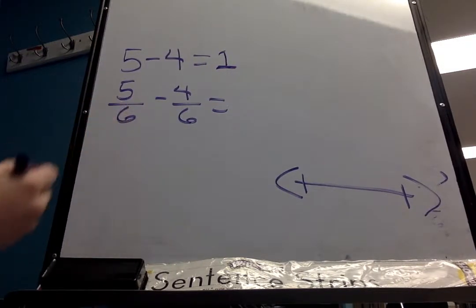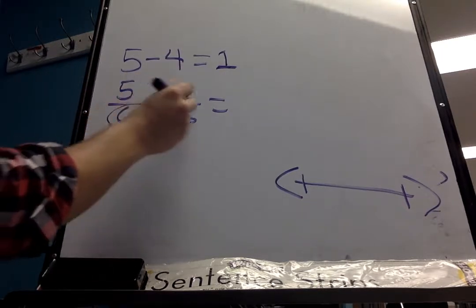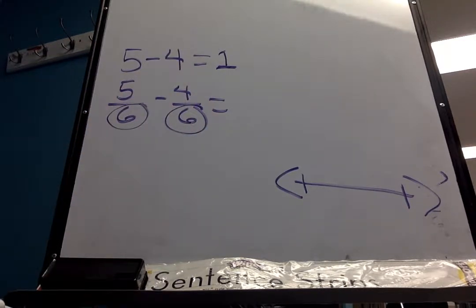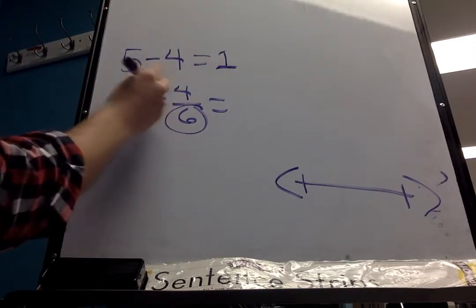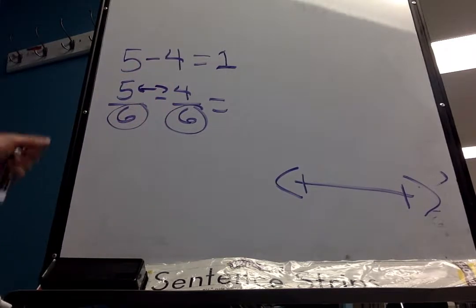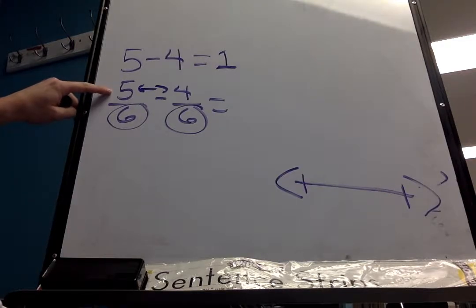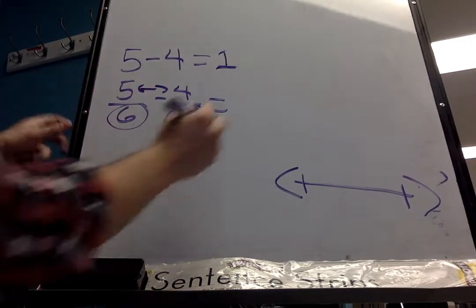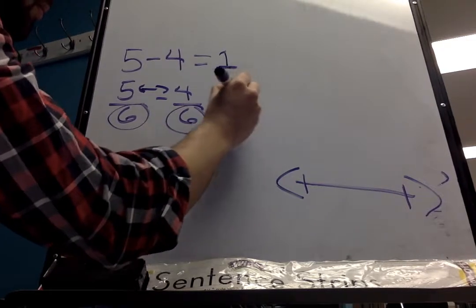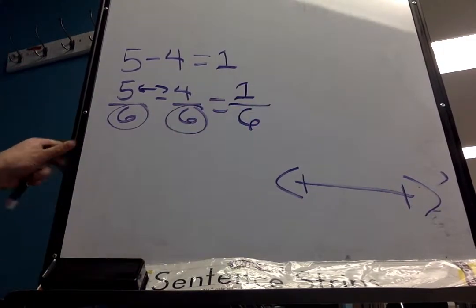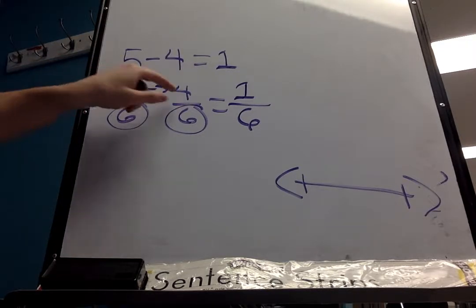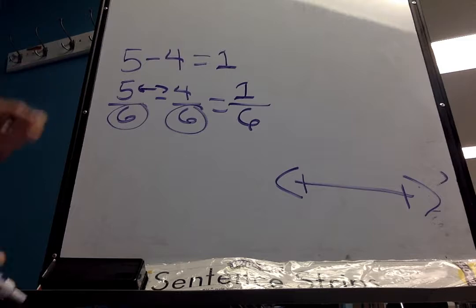So I see that my denominator is 6. That means that's the total amount of pieces that I have. My denominators are the same, so I can subtract. I know that 5 minus 4, I'm looking at my pieces, so I'm only subtracting from the amount of pieces I have, which is the numerator. So I can subtract 5 minus 4 is 1, and my denominator stays the same because we're still working in sixths. So we're only subtracting from our numerator.